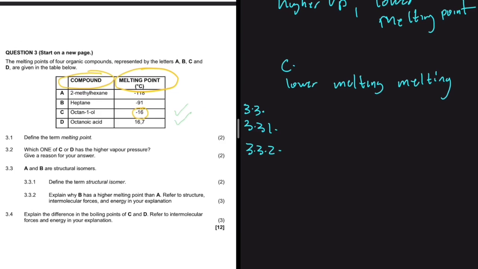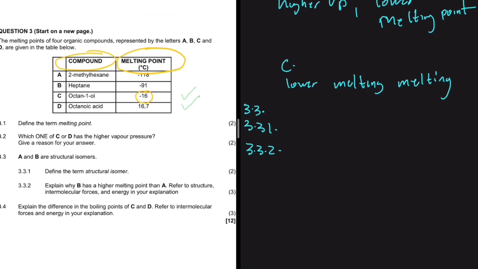3.3.2 says explain why B has a higher melting point than A, referring to structure, intermolecular forces, and energy in your explanation. So A and B are structural isomers. They have the same molecular formula but different structural formula. So let's look at A. A is clearly branched, right? It says 2-methylhexane. So on the second carbon, we're supposed to have a branch. And then B just says heptane. So B is a straight alkane. That is the only difference between the two, and we're going to use that to explain our answer.